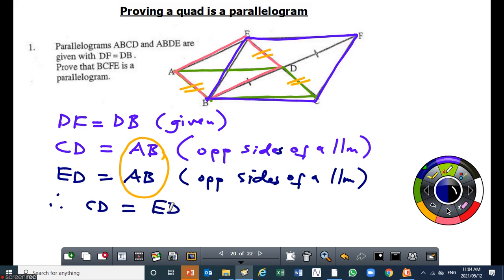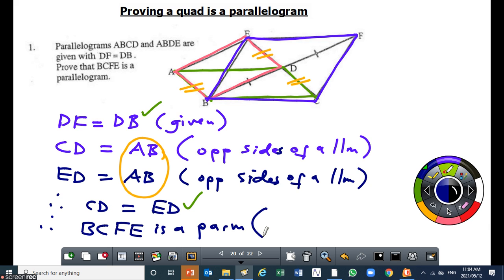All right. Then from here now, I'm going to use the fact that DF is equal to DB, that's given. I proved that CD is equal to ED. What that means is the diagonals of that quad bisect. Because they bisect, therefore, I can call it a parallelogram. So I'll say, therefore, BCFE is a parallelogram.